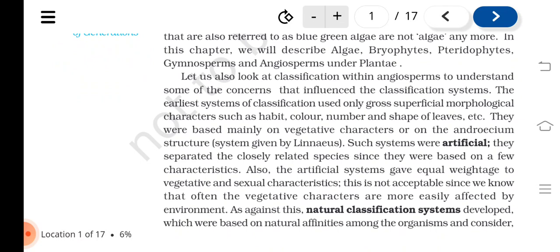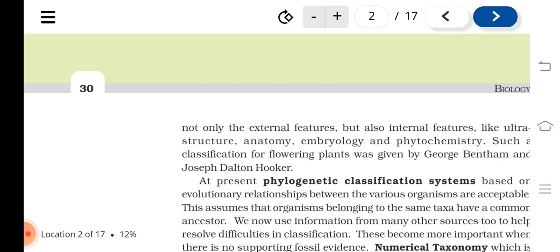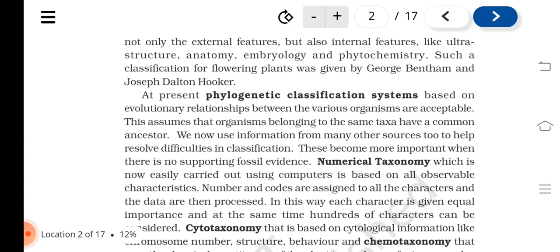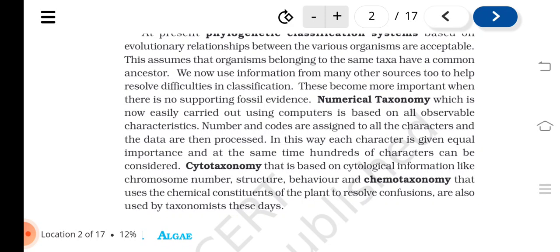As against this, natural classification systems developed, which were based on natural affinities among the organisms and considered not only the external features but also internal features like ultrastructure, anatomy, embryology and phytochemistry. Such a classification for flowering plants was given by George Bentham and Joseph Dalton Hooker. At present, phylogenetic classification systems based on evolutionary relationships between the various organisms are acceptable. This assumes that organisms belonging to the same taxa have a common ancestor. We now use information from many other sources to help resolve difficulties in classification. These become more important when there is no supporting fossil evidence.